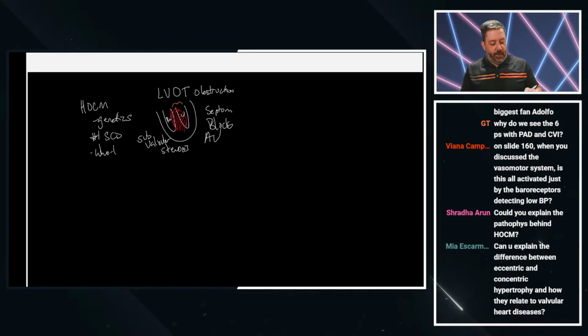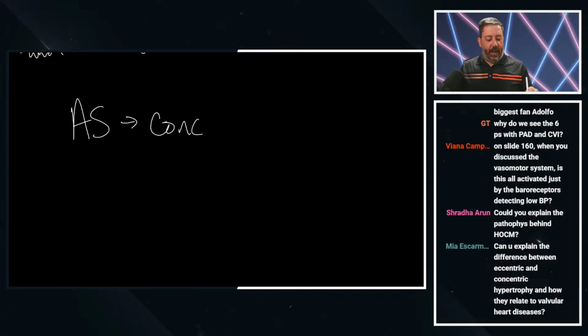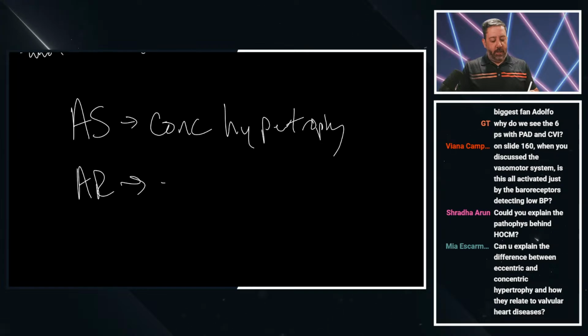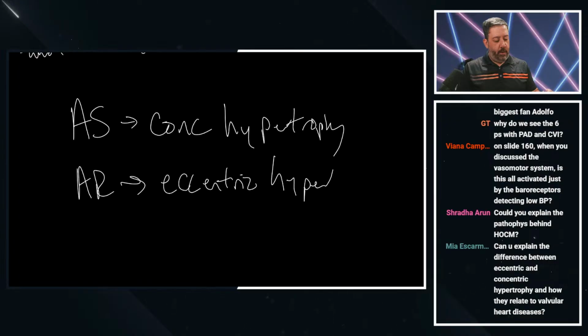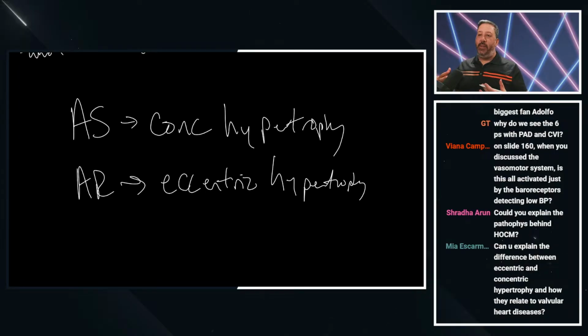The next question has to do with the types of hypertrophy. All you have to know for this class: if they have aortic stenosis, they get a concentric hypertrophy. If they have aortic regurgitation, eccentric hypertrophy. It's going to be on the echo report.